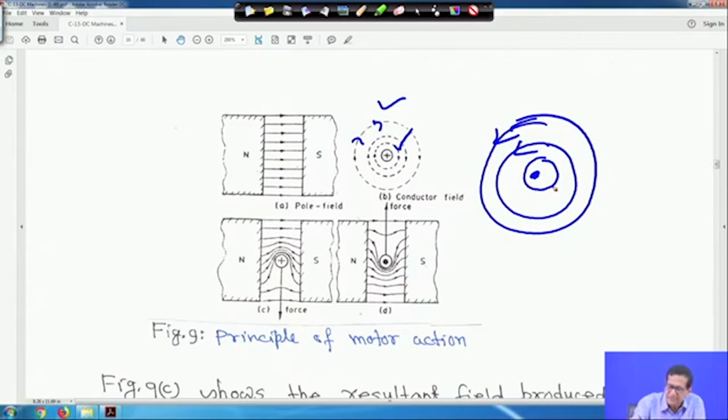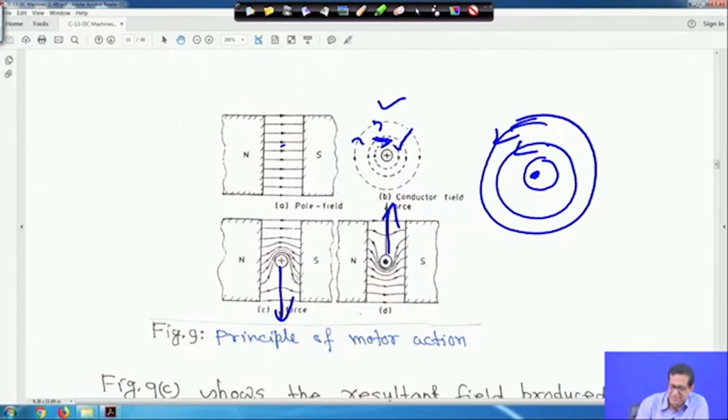So, whenever you are bringing this conductor between the poles, the flux goes from N to S, and on the upper side it is clockwise. So, the upper side is additive and the lower side is subtractive. Similarly, here the lower side is additive because it is anti-clockwise, and the upper side is subtractive. That means the force acts downwards here, and here it is upward.